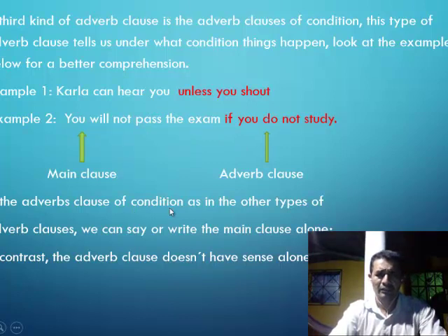In the adverb clause of condition, as in other types of adverb clauses, we can say or write the main clause alone. I can say you will not pass the exam. It is possible to say it, and that has some sense. However, the adverb clause doesn't make sense to say it alone.